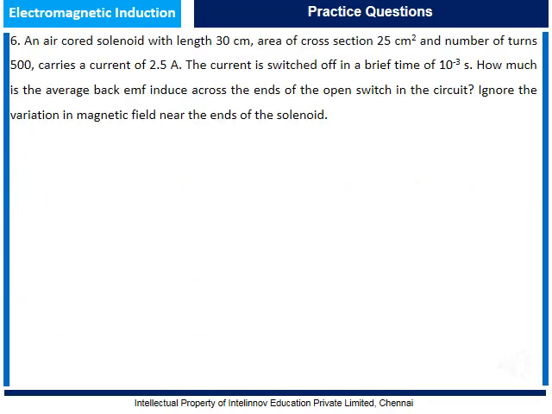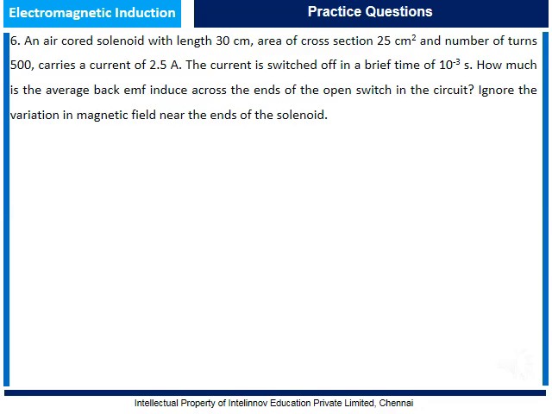Question number 6. An air-cored solenoid with length 30 cm, area of cross section 25 cm² and number of turns 500 carries a current of 2.5 amps. The current is switched off in a brief time of 10^-3 seconds. How much is the average back EMF induced across the ends of the open switch in the circuit? Ignore the variation in magnetic field near the ends of the solenoid.